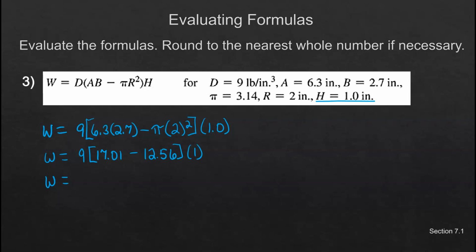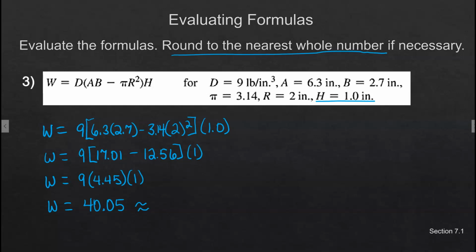And on this, oh yeah, by the way, on pi we were using 3.14, so I probably should write that as 3.14. So you remember that you're not using the pi key in this case. So 3.14 times 4 is the 12.56. And then we have 9 times 4.45 when we do that subtraction times 1. So we got 40.05. We were rounding to the nearest whole number. I'm going to do the wavy equal signs. That means approximately. Now, this happens to be 40 pounds.